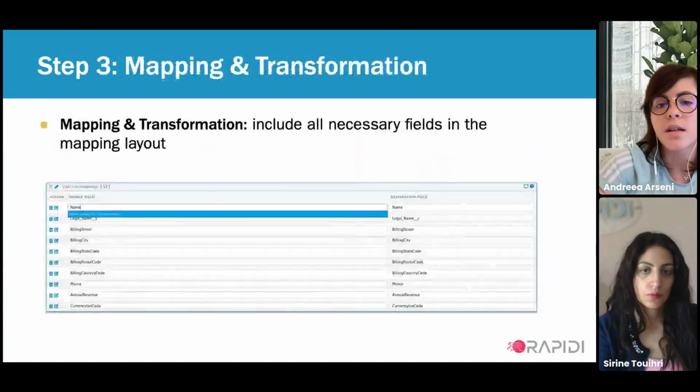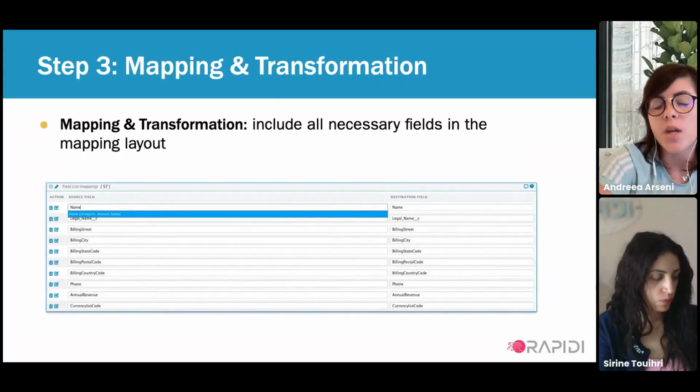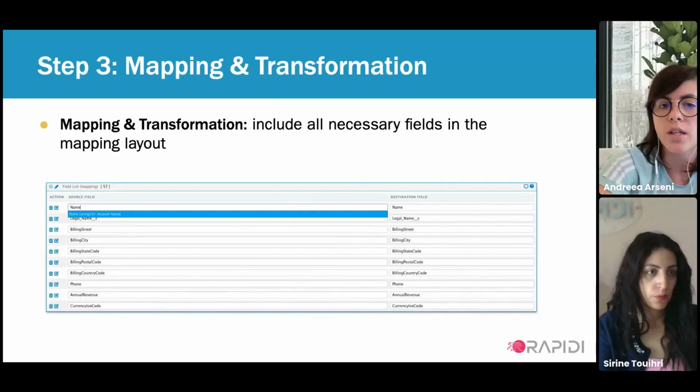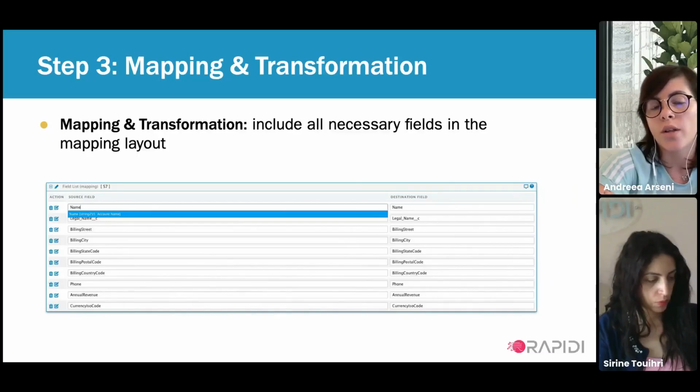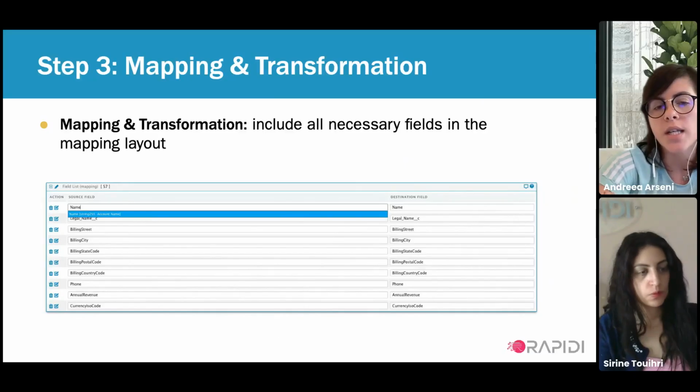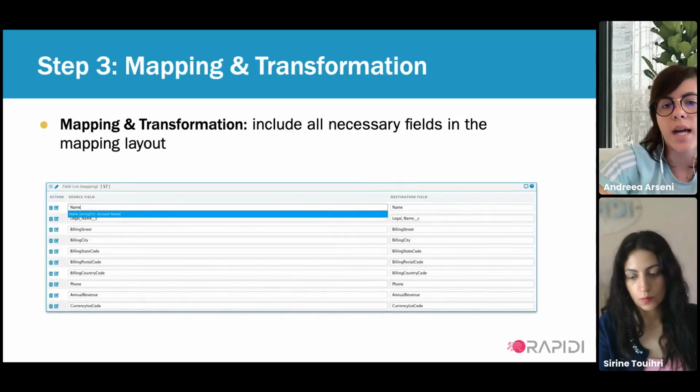Then next, we have step number 3, which would be mapping and transformation. So you have your connection in place, so everything is good. You have decided what you want to do. Now you simply have to map the fields that you want to use for this integration. So you can map all the fields that you need, and then as soon as you run the data flows, the data will be sent from one org to another. Of course, the mapping can be adjusted, can be changed at any point in time.